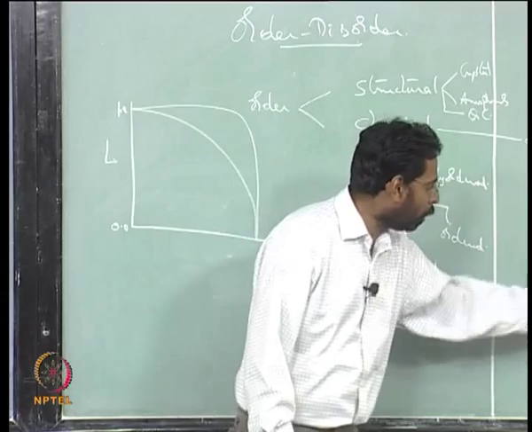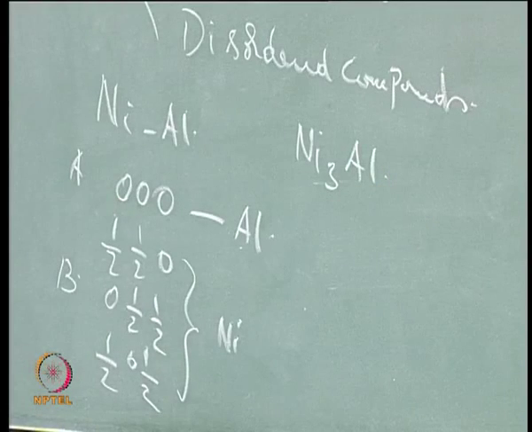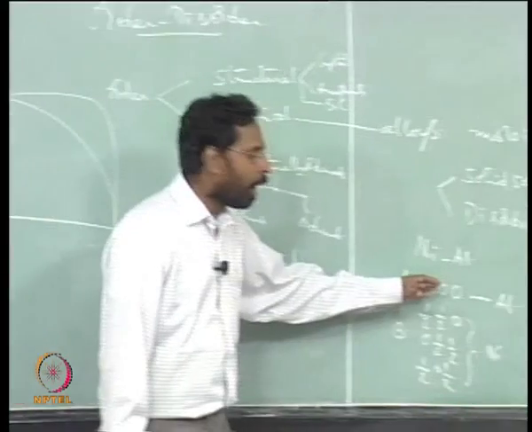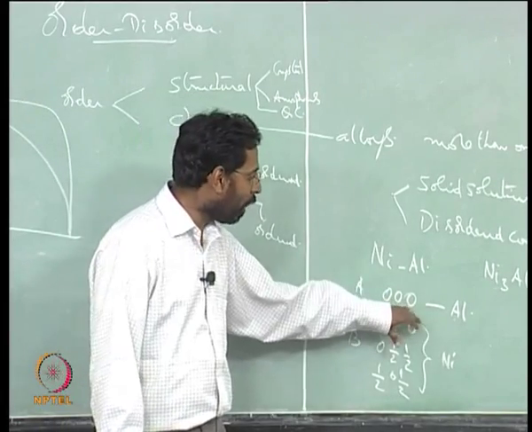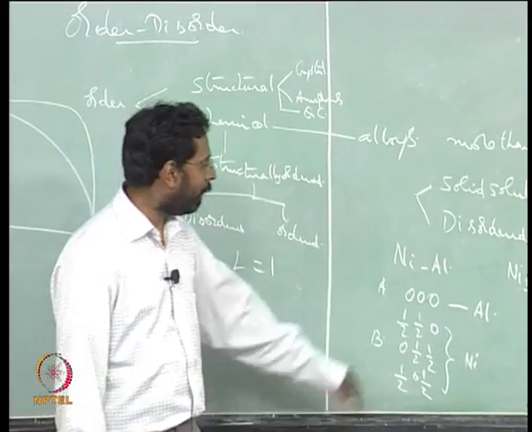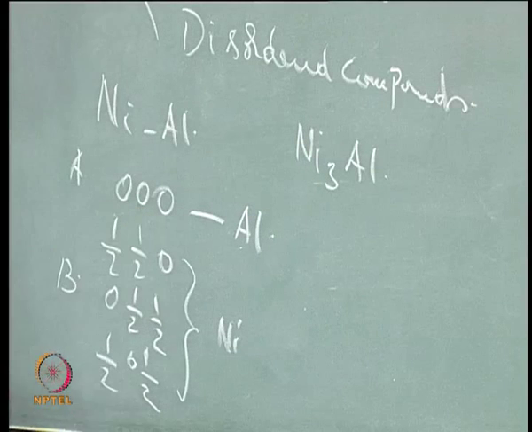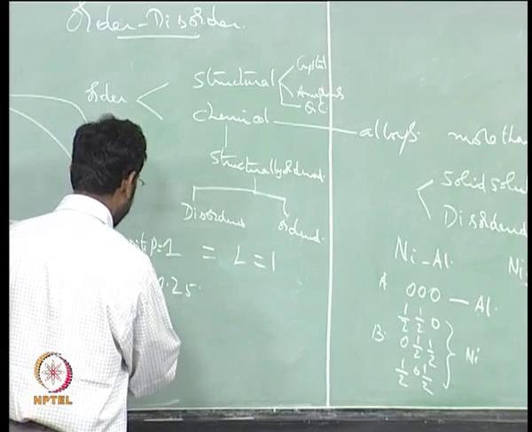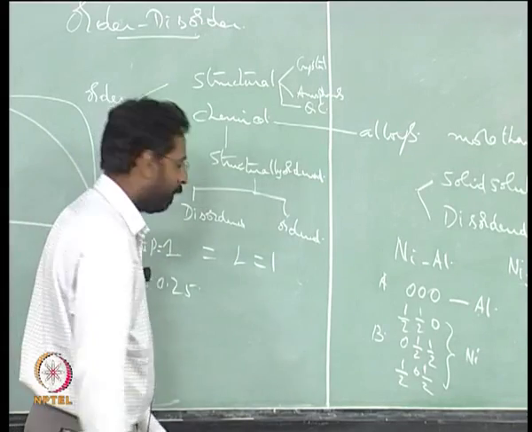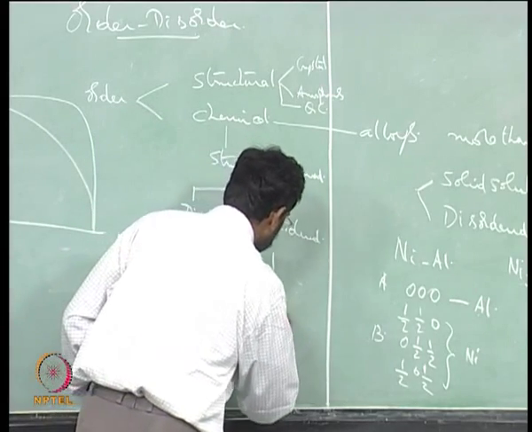That means all aluminum atoms are there at this site. If you see partially aluminum is sitting there, and when you say that the probability of finding aluminum at this A site, if I call it the A site, is 0.25 — if the probability P is 1 there, and if the probability P is 0.25, then we will say L is 0.